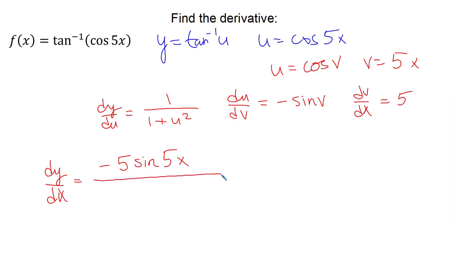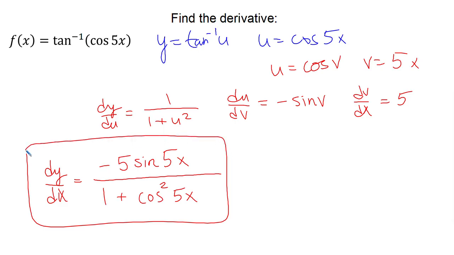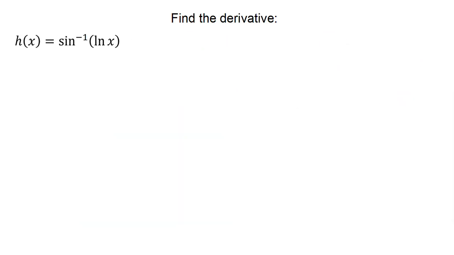And then in the denominator, we just have 1 plus u squared. Well, u is cosine of 5x, and we're squaring that, so it's cosine squared of 5x. And that should be our final answer for number 8. Just a couple more here.